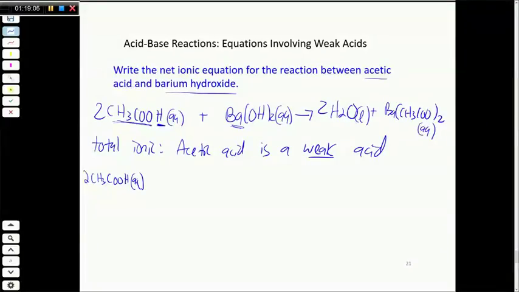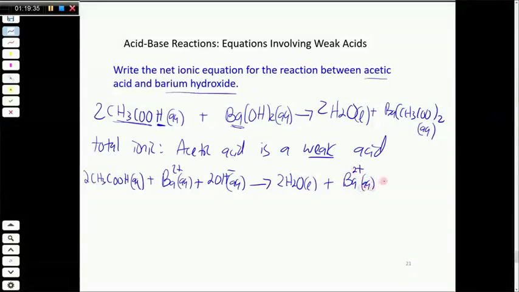We leave it intact. The barium hydroxide is a soluble ionic compound, so when we separate that, we get barium 2 plus and 2 OH minuses. And then on the product side, we still have to separate ionic compounds. Water is clearly not an ionic compound, so we write that as is. And then we get barium acetate, which is also soluble because all acetate compounds are soluble. So we get barium 2 plus and CH3COO minus, and there's going to be 2 of those because of the subscript 2 there.